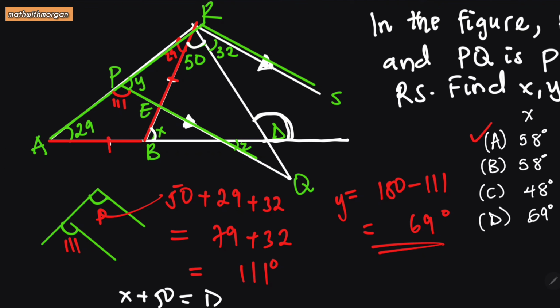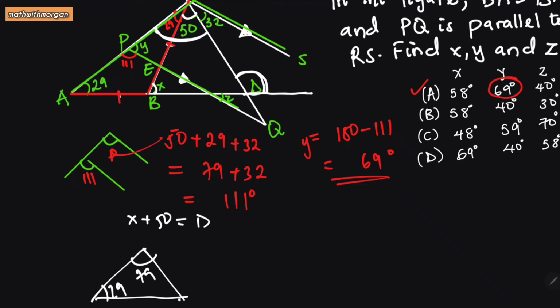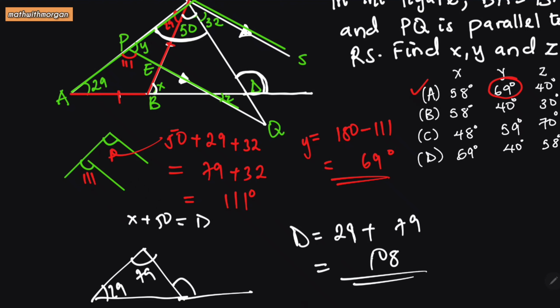So what do we do? I can take the larger triangle, which looks somewhat like this. So we have 29. Then we have all of this angle right over here. Stay with me. So all of this, which is 29 plus 50, that is 79. With that said, I can extend this line and then I get D as well. So D would be 29 plus 79, which is 108. Since D is 108, we can now say that x would be equal to 108 minus 50. So x is equal to 58. Quite simple. And we can see that this also matches with the x value in option A.